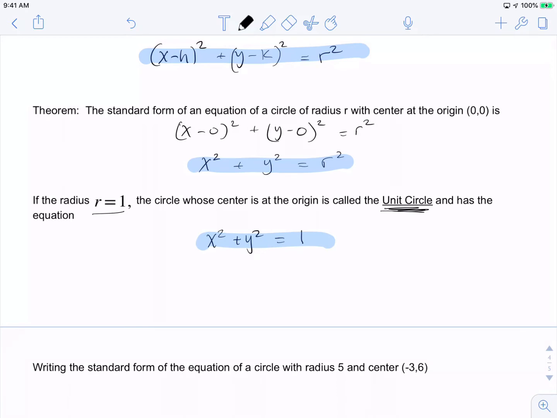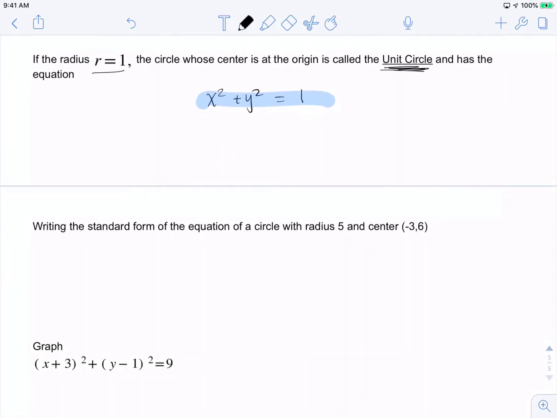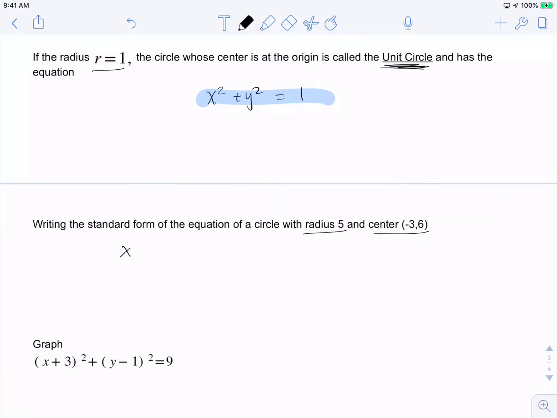Okay, let's move on to an example so I can show you how to actually do this. So in this example, it says, write the standard form of an equation of a circle with a radius of 5 and a center at (negative 3, 6). So if we remember what the equation was, it was x minus h squared plus y minus k squared is equal to r squared.